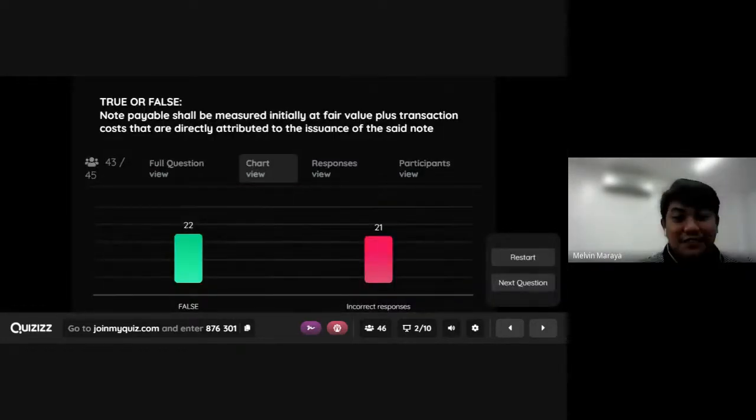Okay, the correct answer is false because a note payable shall be measured initially at fair value but minus transaction cost. Diba itong concept na to, paulit-ulit po natin ito na i-encounter on any kind of liability. Either accounts payable yan, note payable yan, or bonds yan. That it must be measured initially at fair value minus transaction costs that are directly attributable to the issuance of the said note. So the correct answer is false. Okay? Pangatlong beses ko na itong tinanong in relation to liability. Okay? Next question.